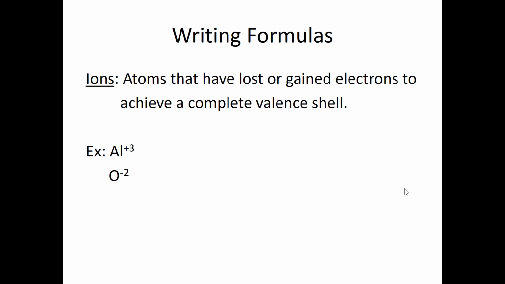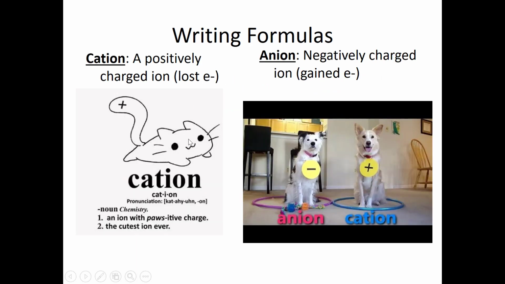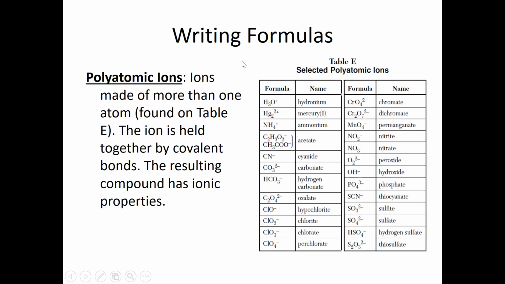So for example, you can see ion formation. You can see that Al3+ means that it's lost 3 electrons. O with a 2-, you can see that it's gained 2 electrons. So when we deal with these ions, we know that there's 2 types of ions. We know we have cations, which are positively charged ions, or we have anions, which are negatively charged ions. Remember, negative means that you gained an electron, positive means that you lost an electron.